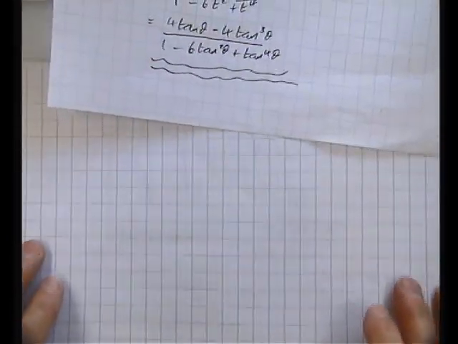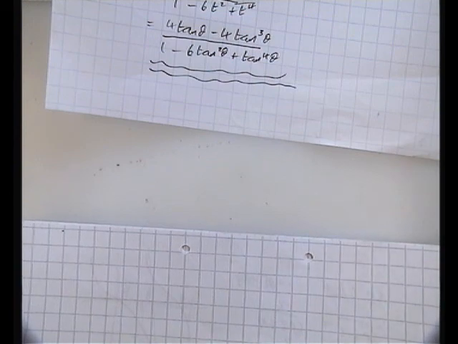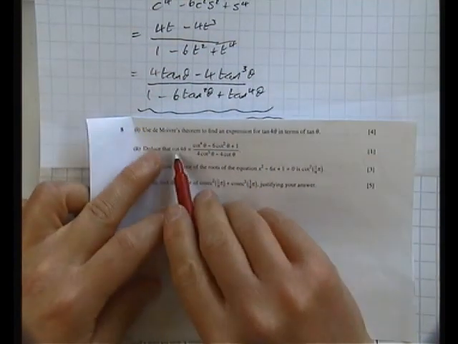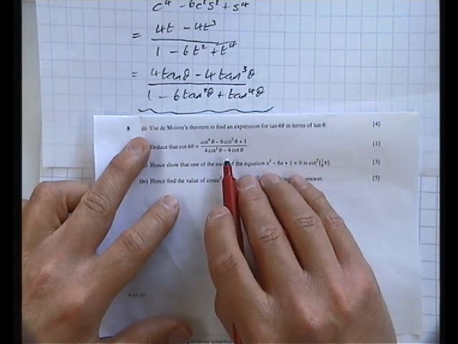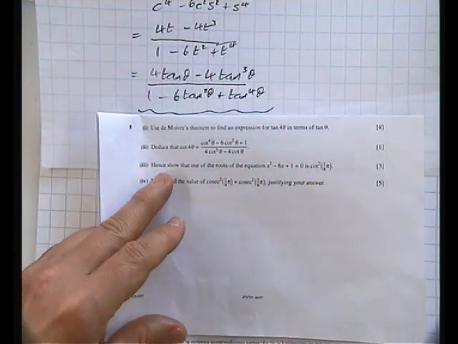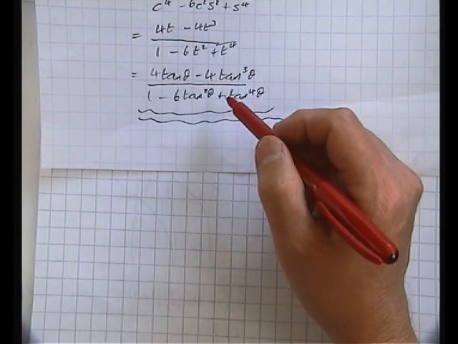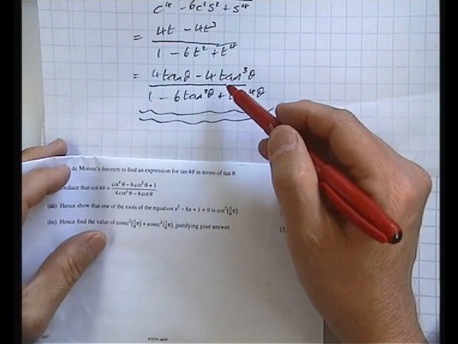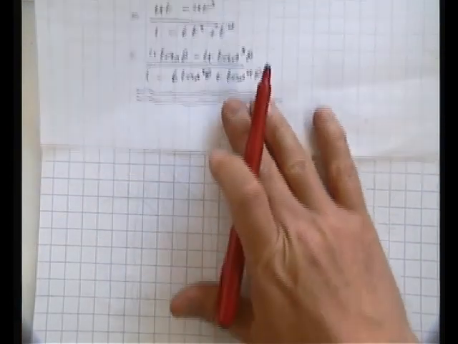Now, we'll need to keep that in mind for the second part of the question, which required us to deduce that cot 4 theta is equal to cot to the 4 theta minus 6 cot squared theta plus 1 over 4 cot cubed theta minus 4 cot theta. Now, it would be tempting to just try and turn this upside down, but notice we want cot, not tan, and that's a negative, and that's a positive, and so on. It's not quite that simple, but not far off.